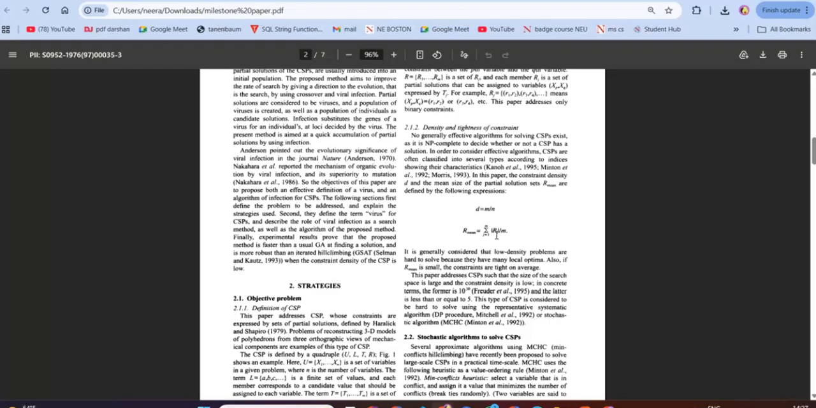Now, two quantities characterize the difficulty. The constraint density, D, is the number of constraints divided by the number of variables. And R mean is the average size of each allowed value pair set. Smaller R mean means tighter constraints. Counterintuitively, low density problems are harder for local search because the cost landscape has many isolated local optima.